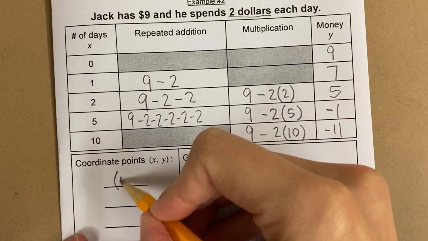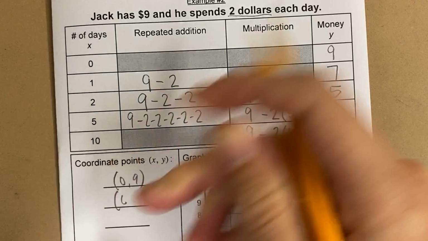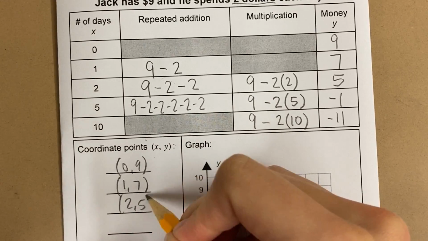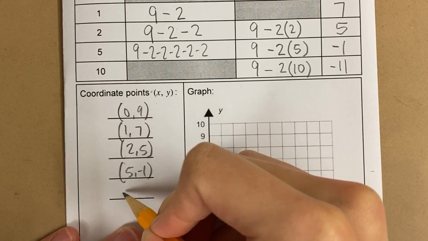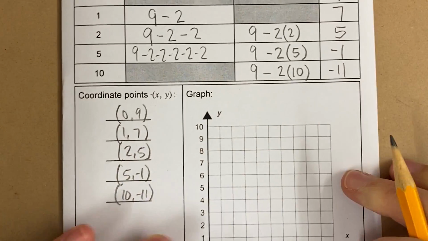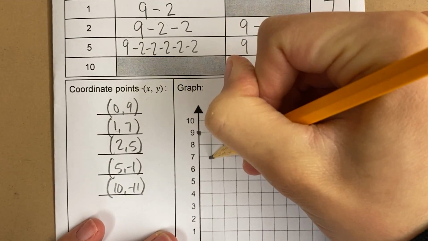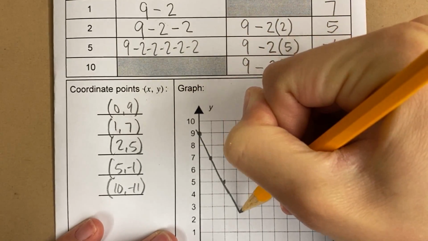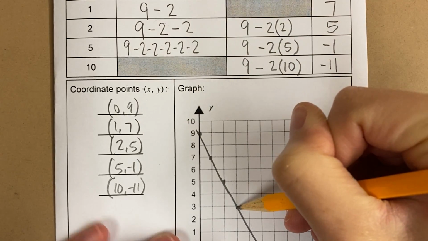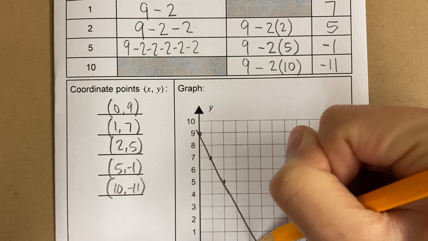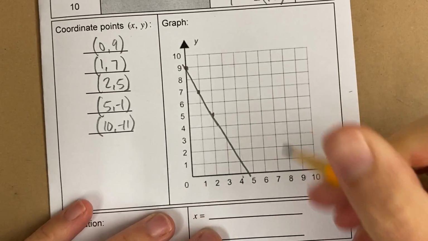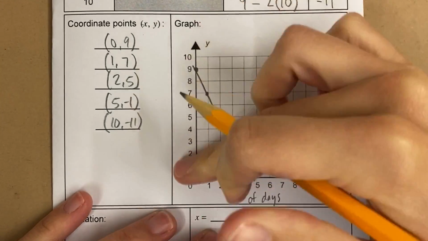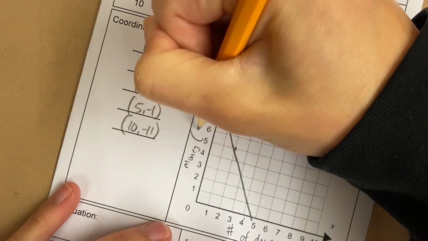Okay, but again, I can say, well, these are my points, and I can graph them. And again, not all of my points will fit on this graph. But I can graph 0, 9, and 1, 7, and 2, 5. And I can see when I sketch this line that after 3 days I'll have $3, and after 4 days I'll have $1. Because this x-axis is the number of days, and this y-axis is my money, my number of dollars.